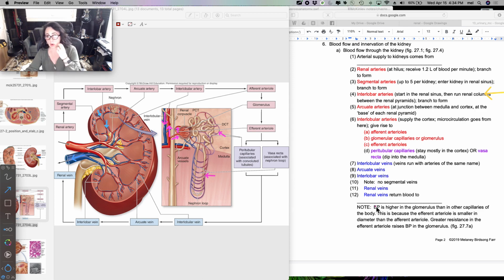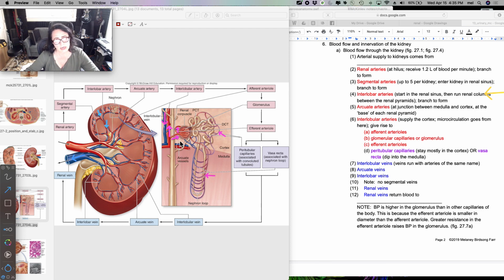Okay, so there is a cool little thing that makes this guy right here, the glomerulus, have really, really high blood pressure and therefore really, really good at filtration. Let's see where they show that picture really well. So notice afferent arteriole going in and efferent arteriole going out.